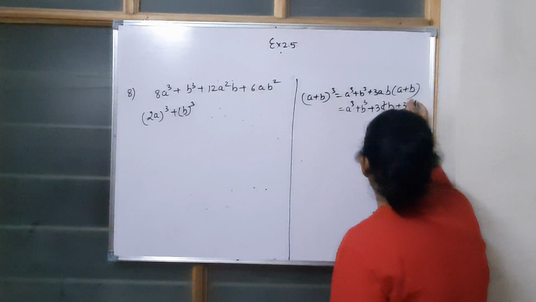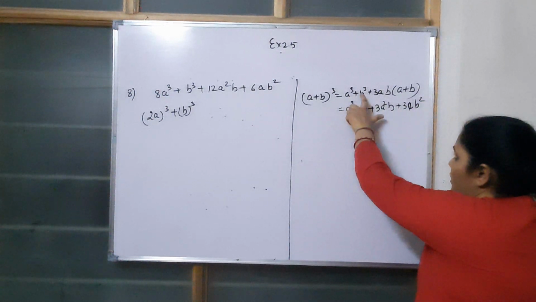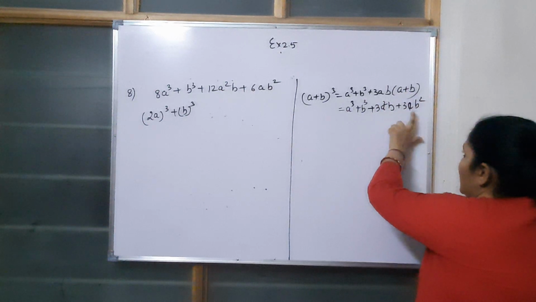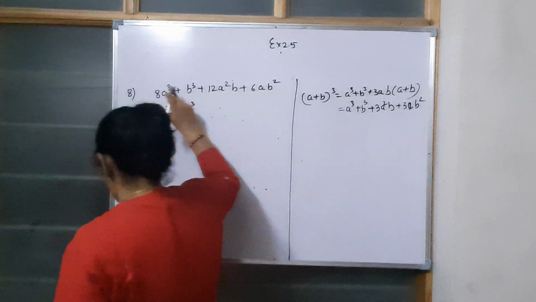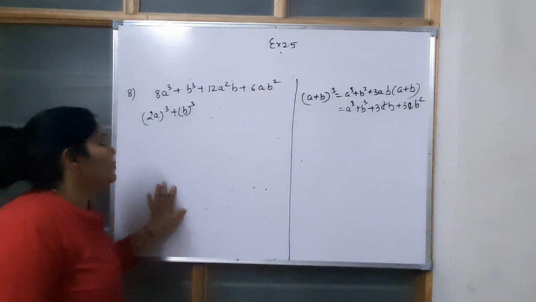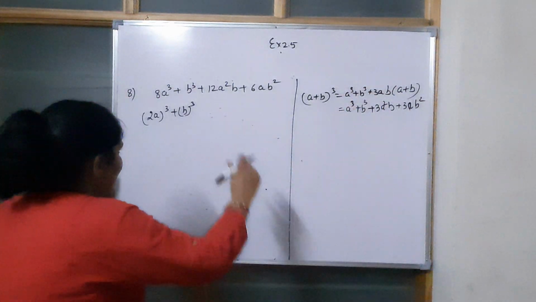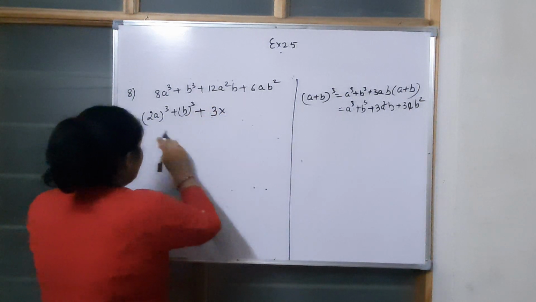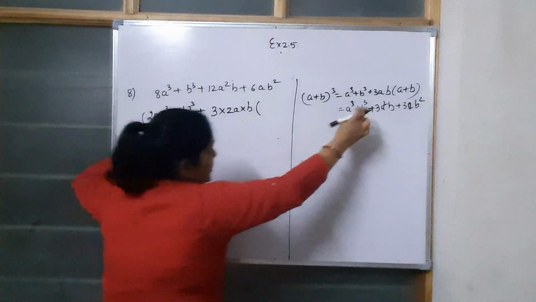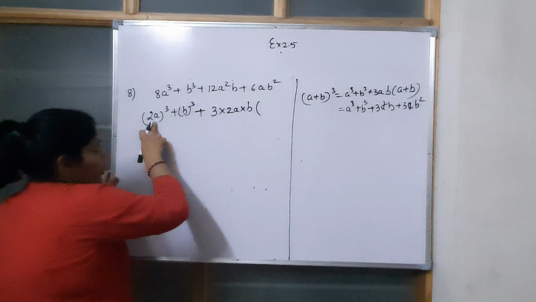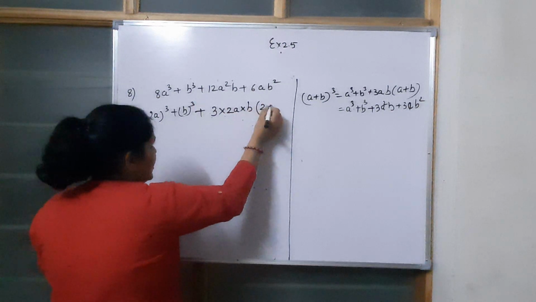Now let's open this. How many terms do we have in this identity? a cube, b cube, 3a square b, 3ab square. 1, 2, 3, 4. We have 4 terms. 8a cube can be written as (2a) whole cube, and b cube as b whole cube. Now what about 3 into a into b? What is our a? 2a. What is our b? b. In place of a I am putting 2a and in place of b I am putting b. Inside the bracket, a plus b means 2a plus b.